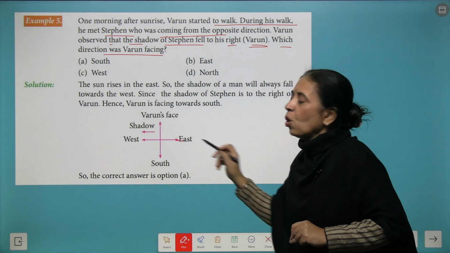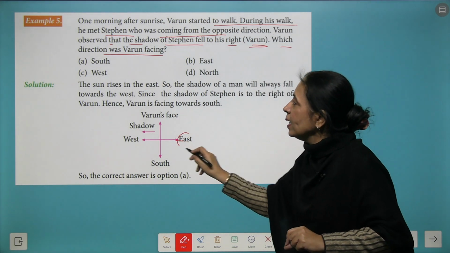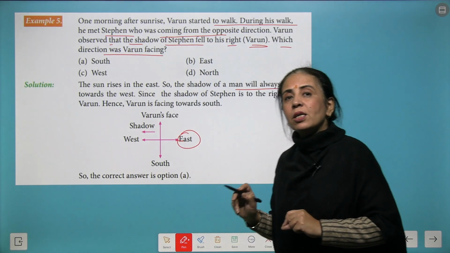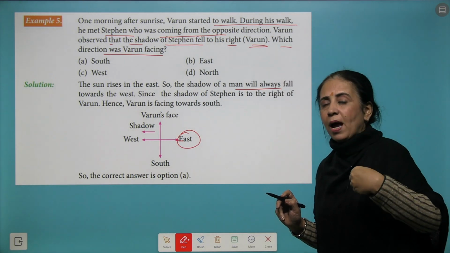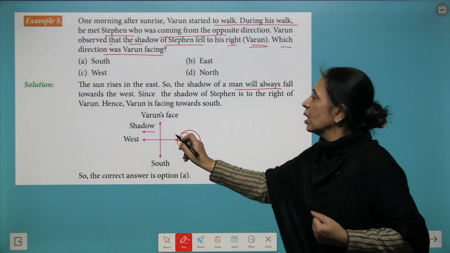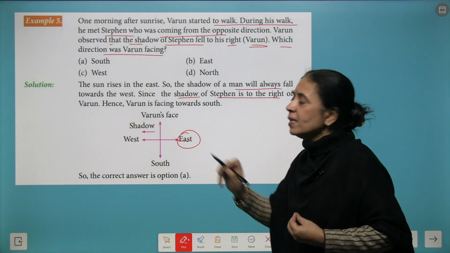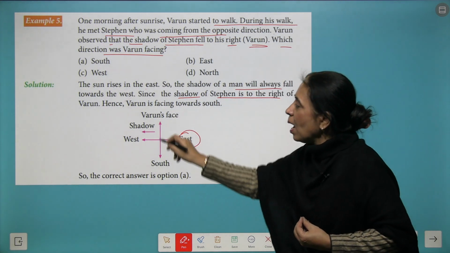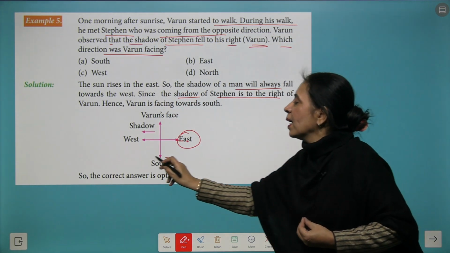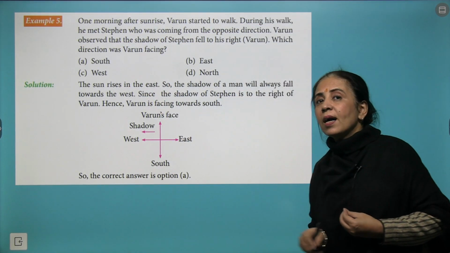So let's first draw the four directions, and we know the sun always rises from the east direction. So the shadow of man will always fall on the west direction, because we studied about it. When you are standing on the east and it is sunrise, your shadow will fall on the west direction. Now the shadow of Stephen is to the right of Varun. That means Varun is facing towards south. So his direction is coming on the right of it. We say that south is the right option and we choose the A1, which is the correct answer.